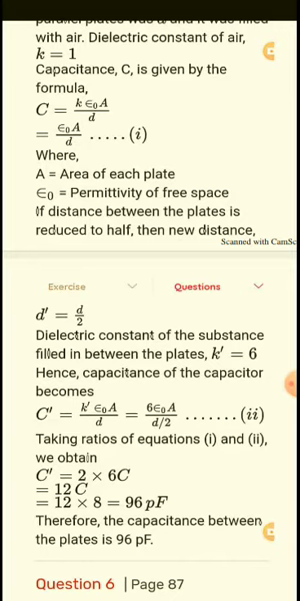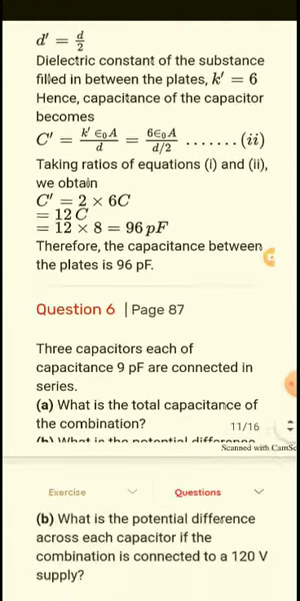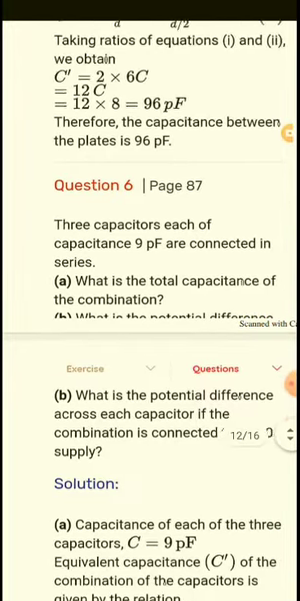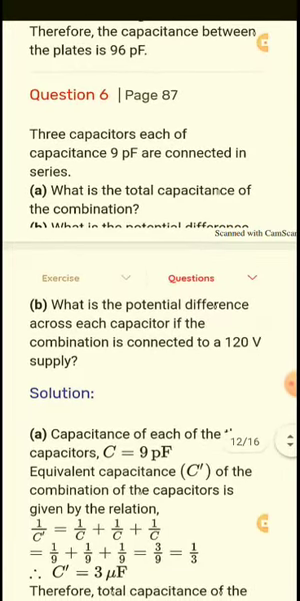C value is given as 8. So 12 into 8 will give you 96 picofarads. Therefore the capacitance between the plates is 96 picofarads. Okay, so this is about the fifth sum. Then we can go for the sixth sum.